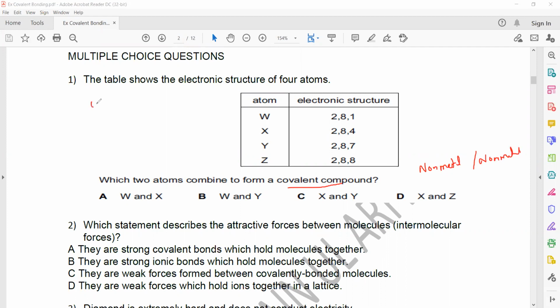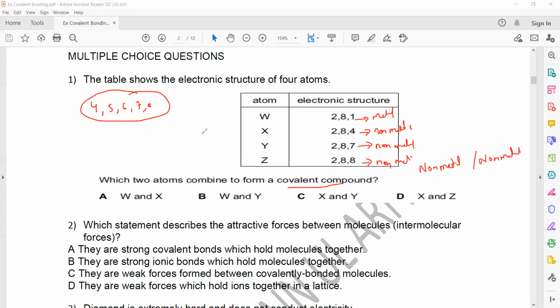And non-metals will have, in the last shell, 4, 5, 6, 7 or 8 electrons. So when we check, atom W has 1 electron, so it will be a metal. Element X has 4 electrons, so it will be a non-metal. Element Y has 7 electrons, so it will be a non-metal. And element Z has 8 electrons, so it is also a non-metal.